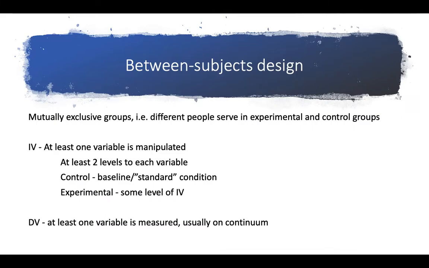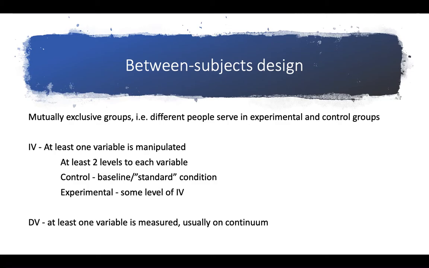Here are the main characteristics of experimental between subjects designs. First, you always have mutually exclusive groups, meaning different people serve in different conditions. You wouldn't have someone participate in the experimental group and the control group. So each participant only participates in one of the 2 groups, not both.